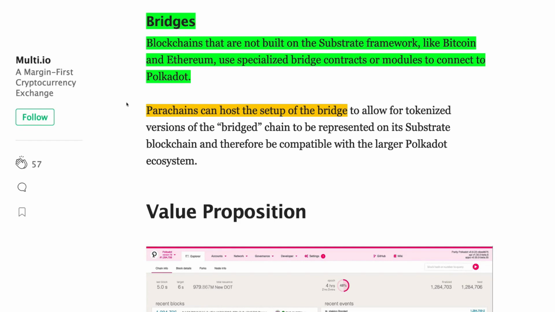Like you can use any blockchain. Of course, not yet. And this is an important part, guys. This is not all working yet. These parachains cannot yet be hosted on the relay chain.